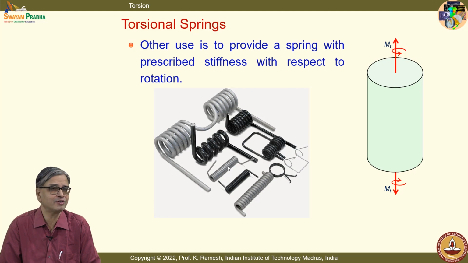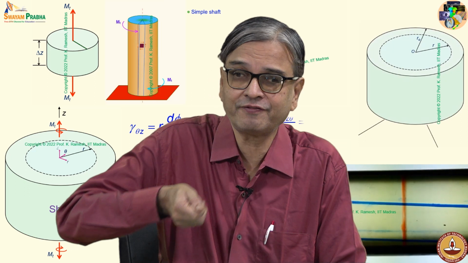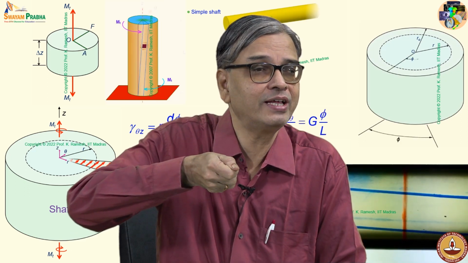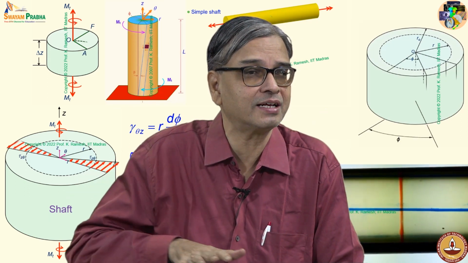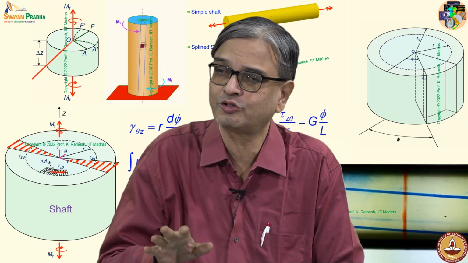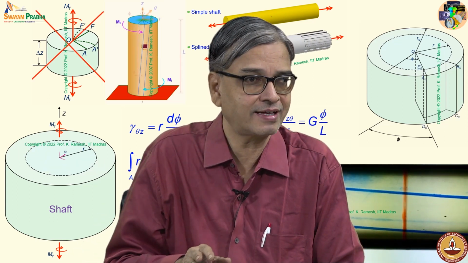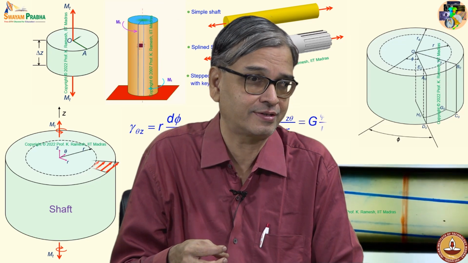How many of you have a cycle? You ride your cycle, no? In a cycle, you have such springs in many places. If you have a carrier, you have a beautiful spring like this. And what is it that it does? It provides stiffness and it resists rotation, because you want to lift the carrier, and when you leave it, it comes and grips whatever you have kept, and it should not fall back when you ride the cycle. So, it should have sufficient force.